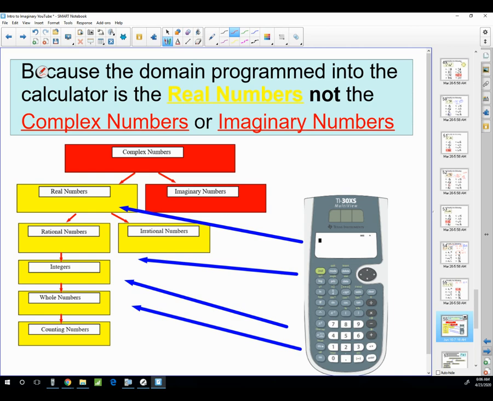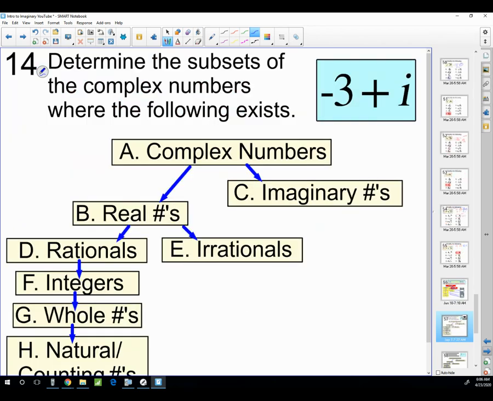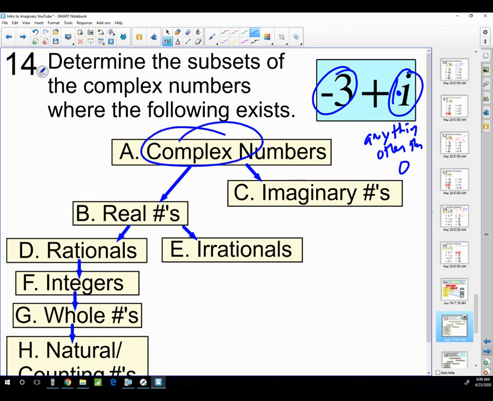And then I want to do the subset thing. Remember, the imaginary numbers are a subset of the complex numbers. We did the subsets of the real numbers, and it's the same thing. Anytime you have a real part and an imaginary part, if the imaginary coefficient is anything other than 0, the answer is A and C every time. I mean, every time. So at Socrative, you'd put A and C for number 14.